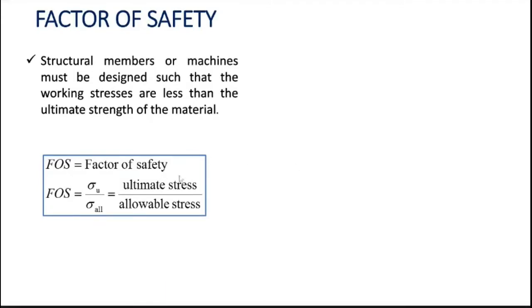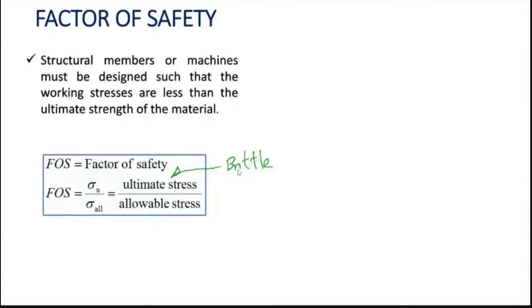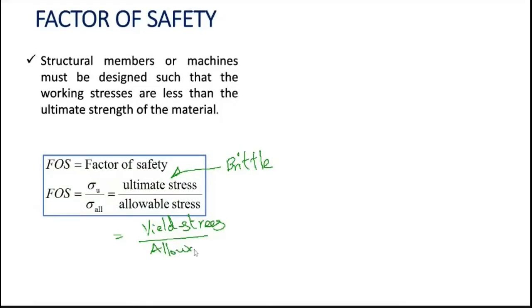So there are two things. Whenever I say ultimate stress, it is for brittle material. For any brittle material, we consider ultimate stress. For ductile, we consider yield stress, so yield stress by allowable. So there is a difference. Yield is within the elastic limit. So for brittle material, we always consider ultimate stress. For ductile material, we consider yield stress. The allowable stress is the working stress. The stress at which you are working gives you the factor of safety.